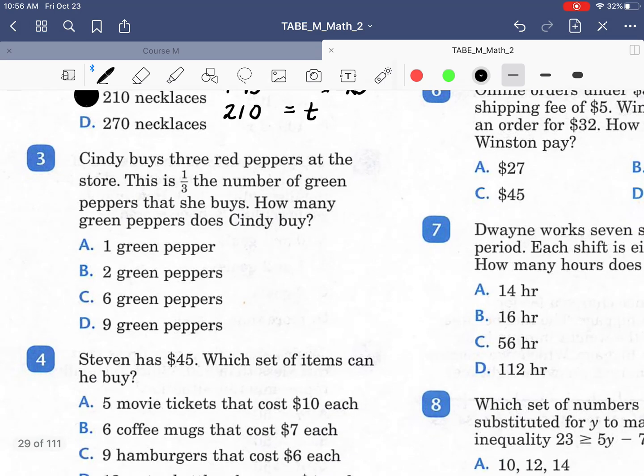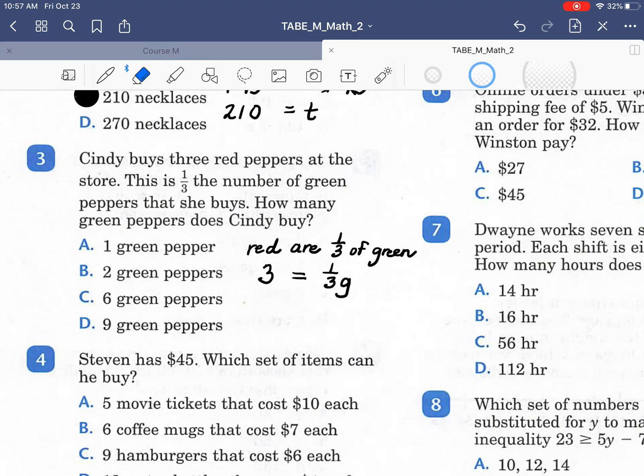Number 3. Cindy buys 3 red peppers at the store. This is a third the number of green peppers that she buys. How many green peppers does Cindy buy? Well, the red peppers are 1/3 of the green. So red, we know she bought 3 of those, and 1/3 of means 1/3 times the green.